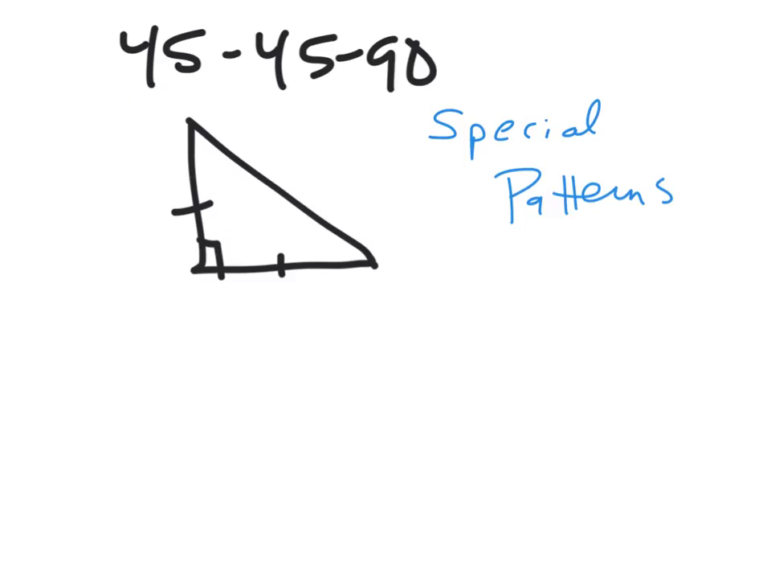The third thing we worked with were special patterns with 45, 45, 90, and we found that these two side lengths, whatever they happen to be, and we can find the missing hypotenuse by simply multiplying that side length by the square root of 2.